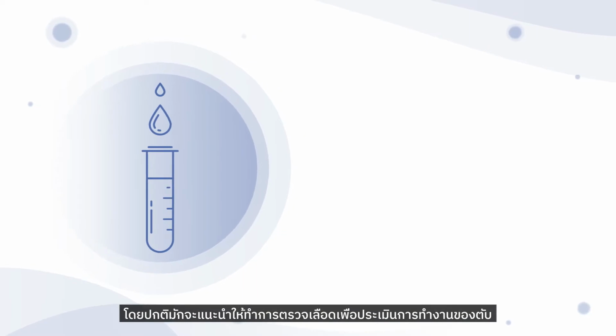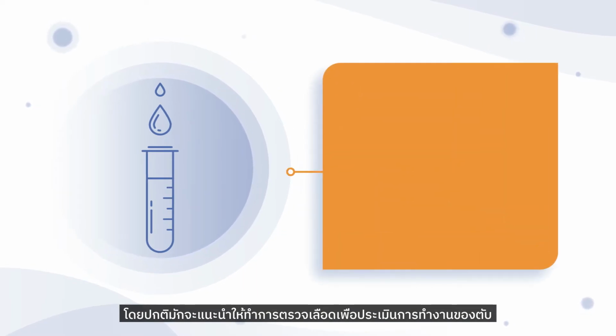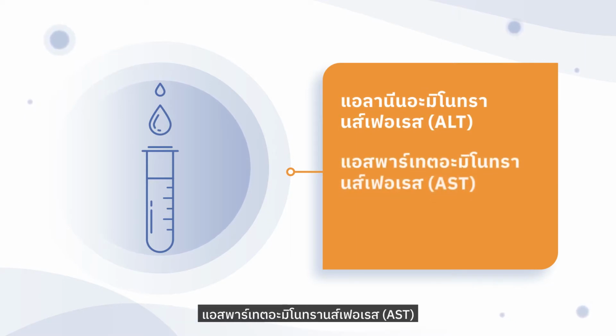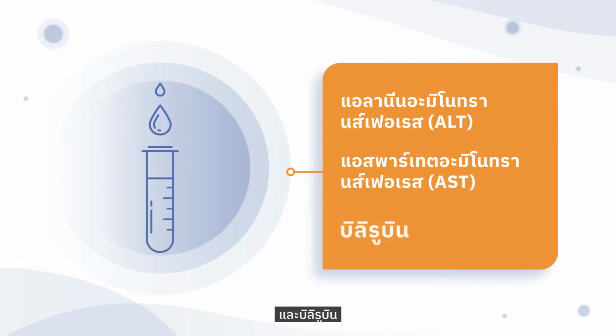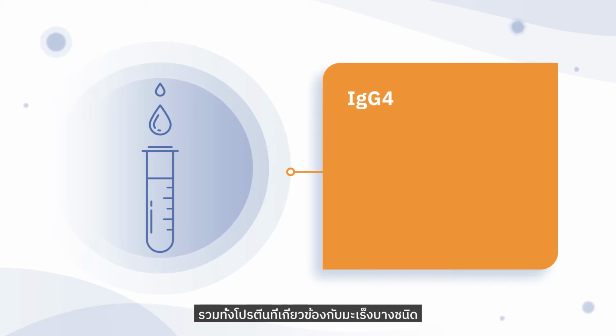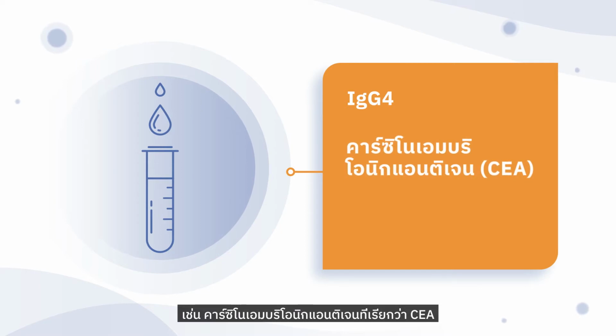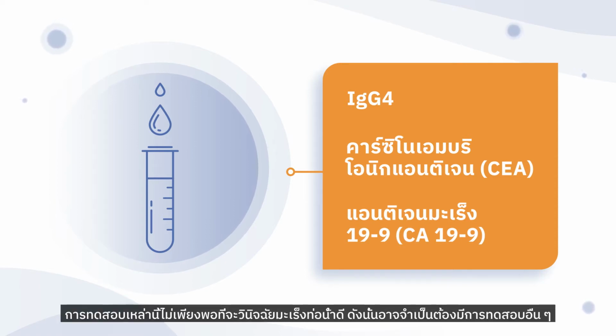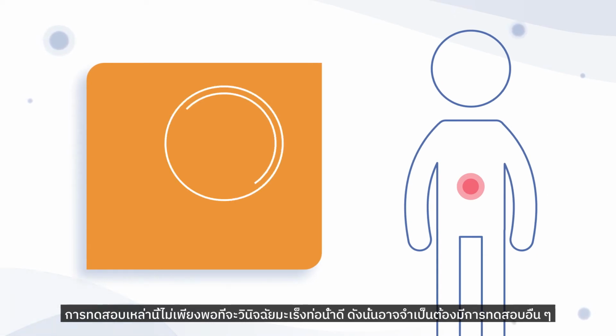Routine blood tests to assess liver function will usually be suggested, such as alanine aminotransferase (ALT), aspartate aminotransferase (AST), and bilirubin tests. Other blood tests may include those for a protein called IgG4 to check for a condition called autoimmune cholangitis, as well as proteins associated with some cancers, such as carcinoembryonic antigen, known as CEA, and cancer antigen 19(9), known as CA19(9). These tests are not enough to diagnose cholangiocarcinoma, so other tests may be necessary.